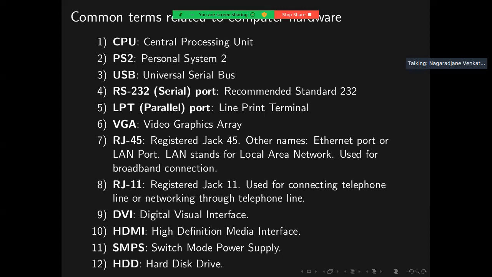Then RJ11 is no longer used. RJ11 is used for telephone connections. Can we repeat? RJ11 stands for registered jack 11.